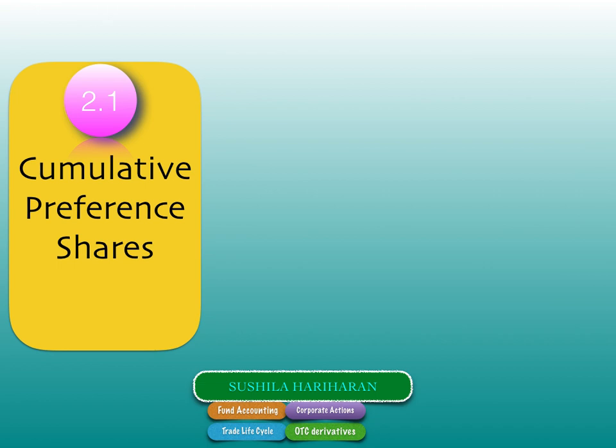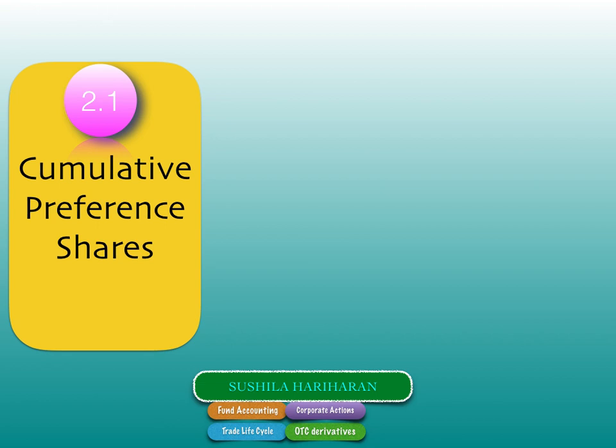There are many types of preference shares. It's like going into an ice cream shop and getting completely befuddled with all the options that are there. So let's take a look at some examples of the different types of preference shares. The first one is cumulative preference shares.